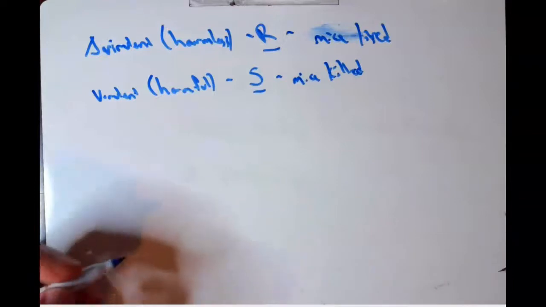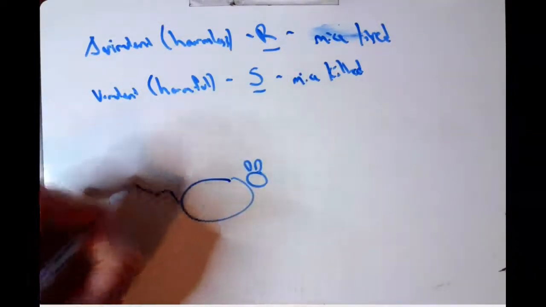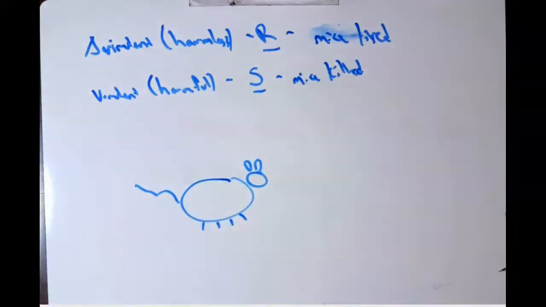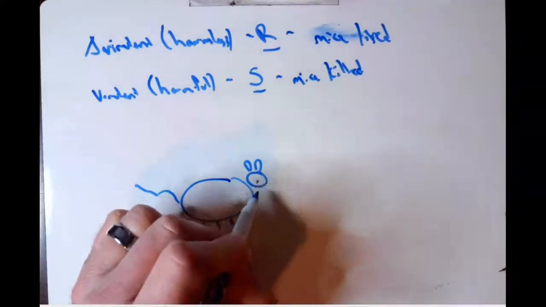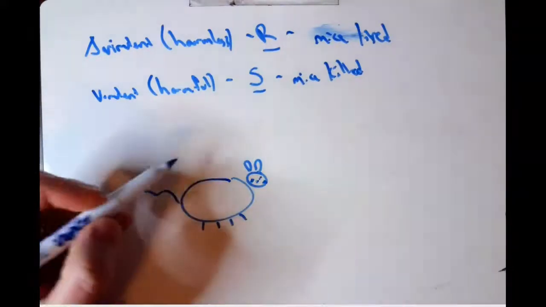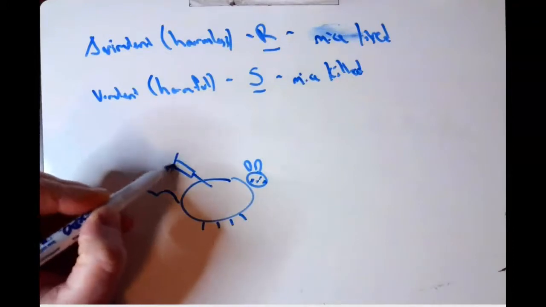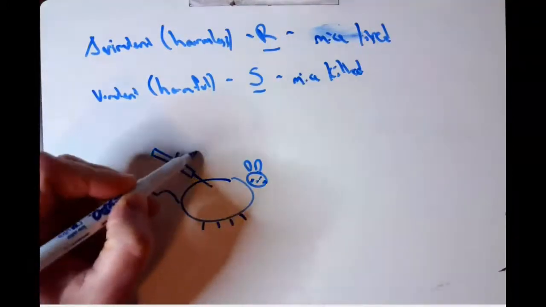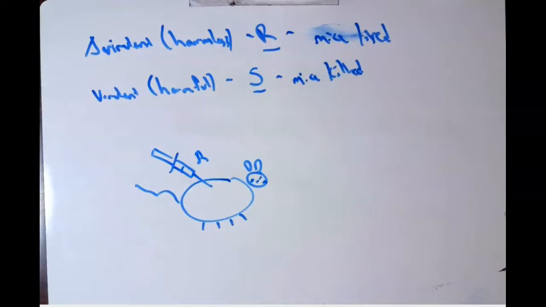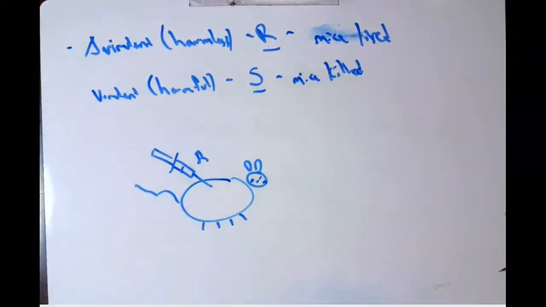So Avery did a bunch of experiments. He would take his nice, cute little chubby mouse I have here. Let me make it a little bit cuter. And he would inject in that mouse R cells. And this mouse remained cute and happy because with an R cell infection, that's the avirulent strain, the mice are not going to die.